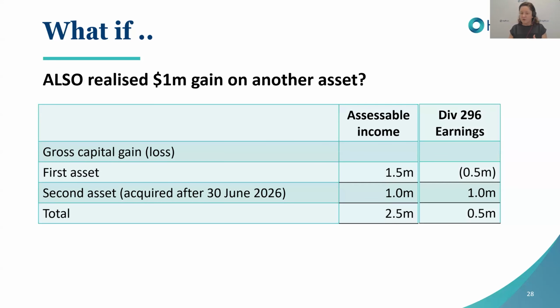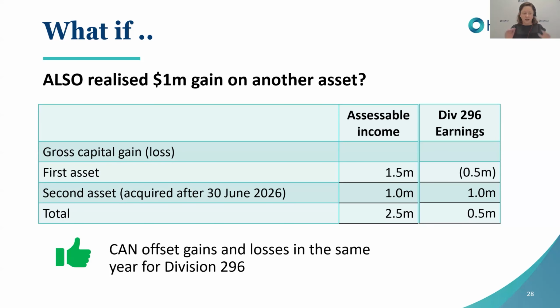From the point of view of the Div 296 earnings, the first asset we sold made a loss of 500 grand. Second asset, we make a gain of $1 million. So we're sitting at a gross gain of $500,000. We get to offset that gain and that loss because they happened in the same financial year for Div 296 purposes. So my Div 296 earnings amount in that particular year will only be $500,000.